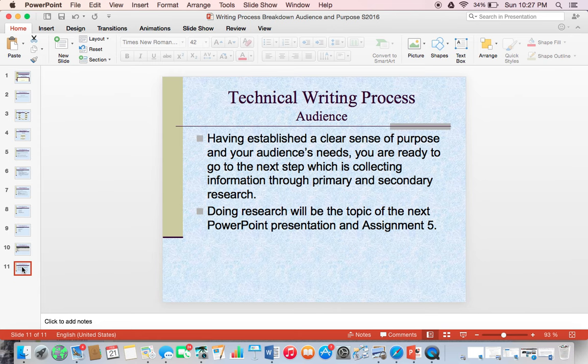Having established a clear sense of purpose and your audience's needs, you're ready to go to the next step, which is collecting information through primary and secondary research. In other words, you know who you're going to write to and how they're going to use the information, so you go on to the next step in the technical writing process and start doing both primary and secondary research. Doing research will be the topic of the next PowerPoint presentation and assignment number 5.